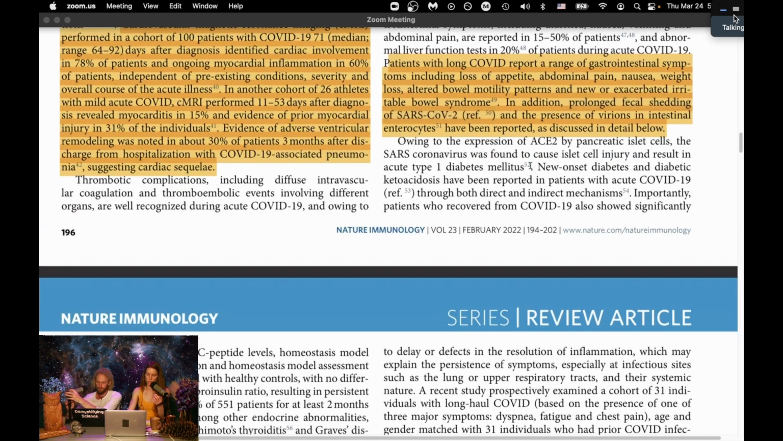This is also really fascinating. Owing to the expression of ACE2 by pancreatic islet cells, the SARS coronavirus was found to cause islet cell injury and result in acute type 1 diabetes mellitus. What that means is that these islet cells in the pancreas are responsible for producing insulin. The virus itself can destroy those cells, and when those cells are destroyed, you become functionally diabetic because they don't regrow.